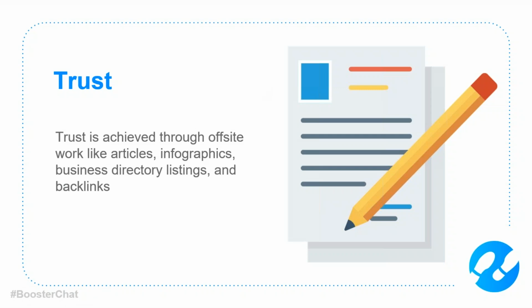The other thing I mentioned was trust. That's the second thing Google is looking at, and this is more about the off-site work. This is what you do to show Google that you're a trusted authority for whatever search term your on-site content aligns with. It's basically what other sites are vouching for you. And the off-site work that goes into this is things like articles, infographics, business directory listings, and the goal of all that, most importantly, is backlinks from other sites that Google already trusts. Because when Google sees other websites that trust you, they start to trust you, and that's when you start to move up more in the search rankings.